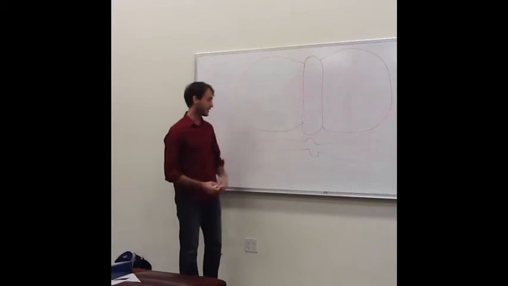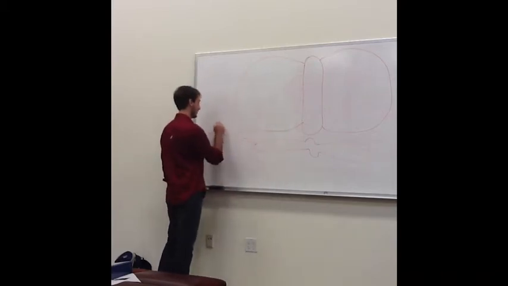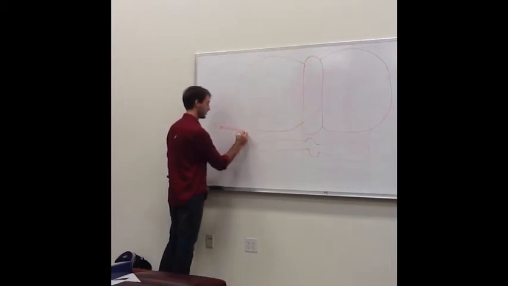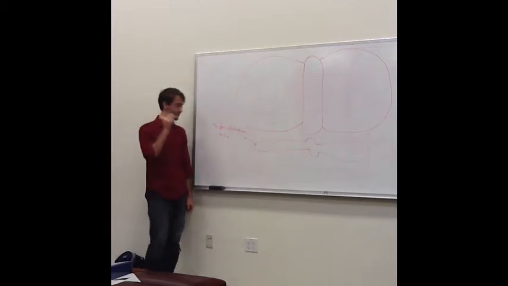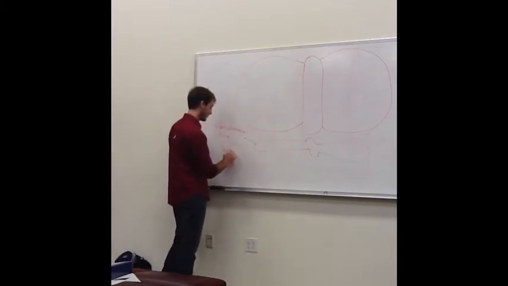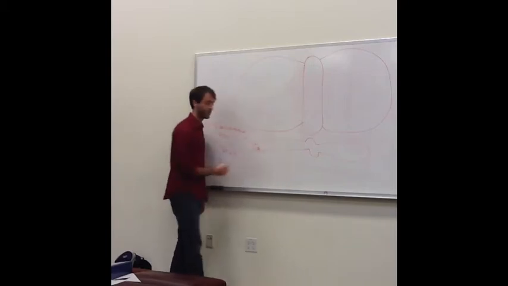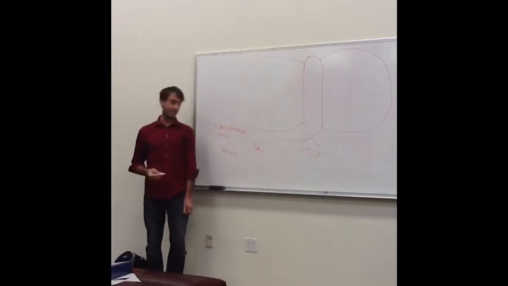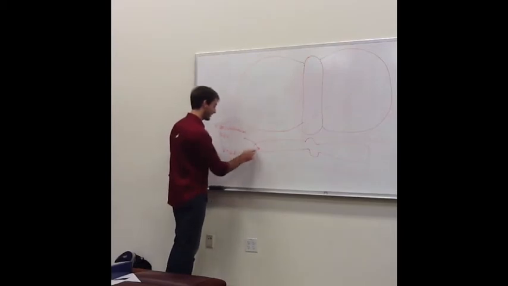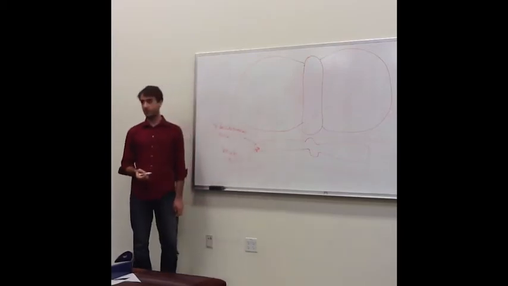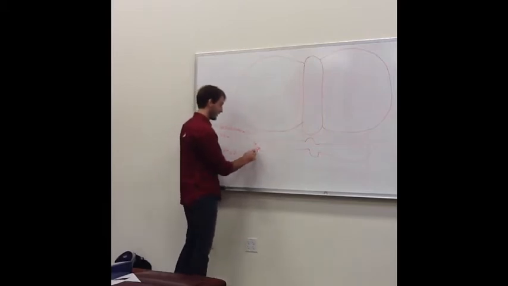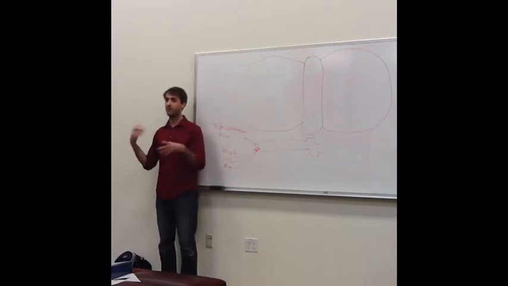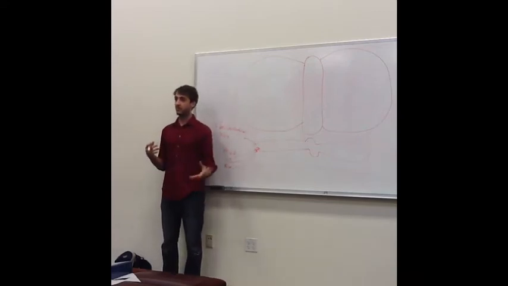This one down here is called the flocculonodular lobe. It gets its afferents from your vestibular canals in your ears. It's going to get afferents from your cervical spine, and from your eyes. And it's going to take all three and combine them together to give us balanced coordination.